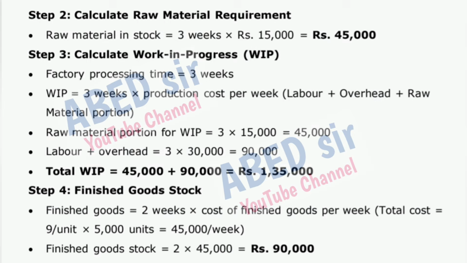Step 4. Finished goods stock. Finished goods is equal to 2 weeks times cost of finished goods per week. Total cost is equal to 9 per unit times 5,000 units is equal to 45,000 per week. Finished goods stock is equal to 2 times 45,000 is equal to 90,000 rupees.